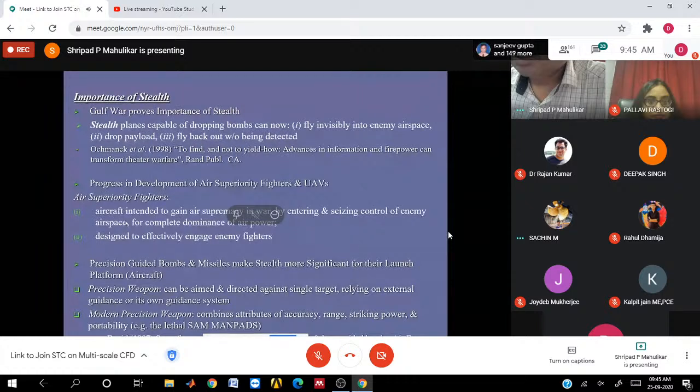So which is the current generation of air superiority fighters? If you can just verify this information, the current generation is called the fifth generation, right? For the current fifth generation aircraft, stealth considerations are one of the foremost.